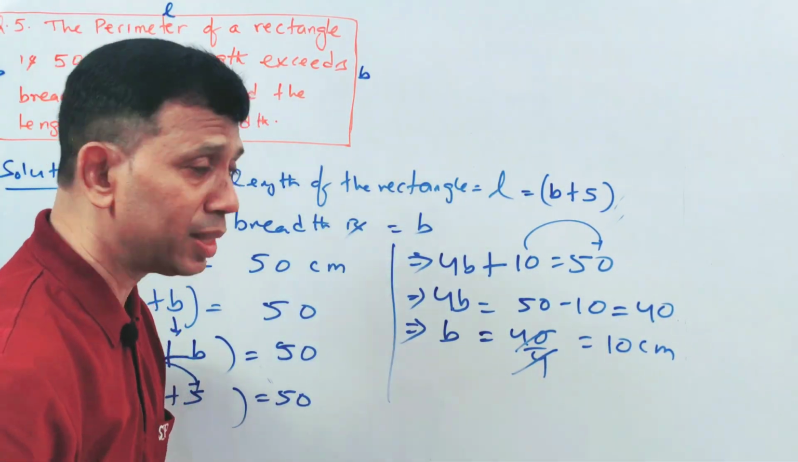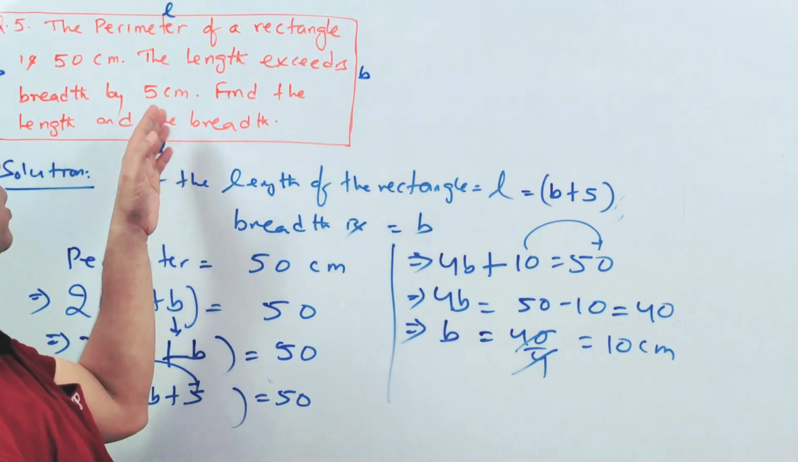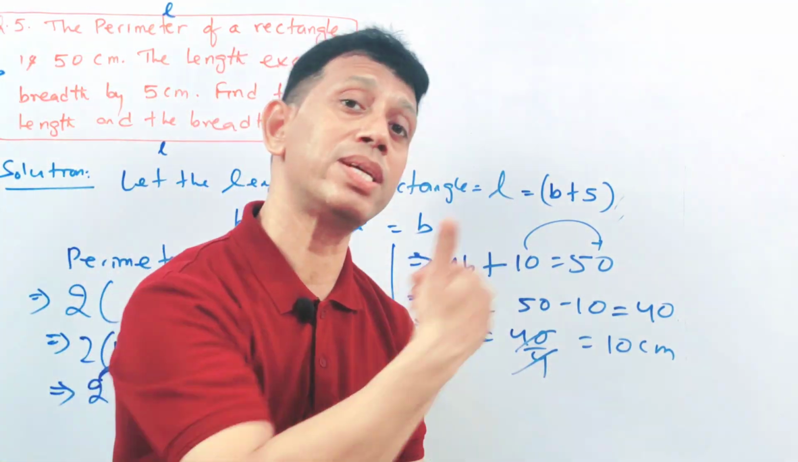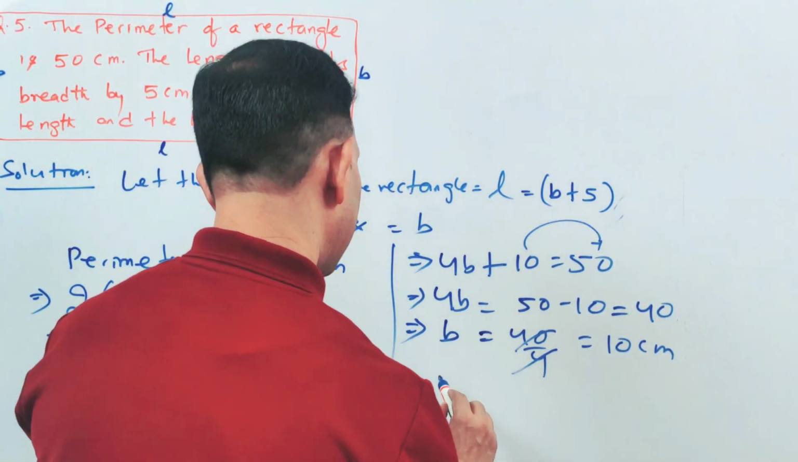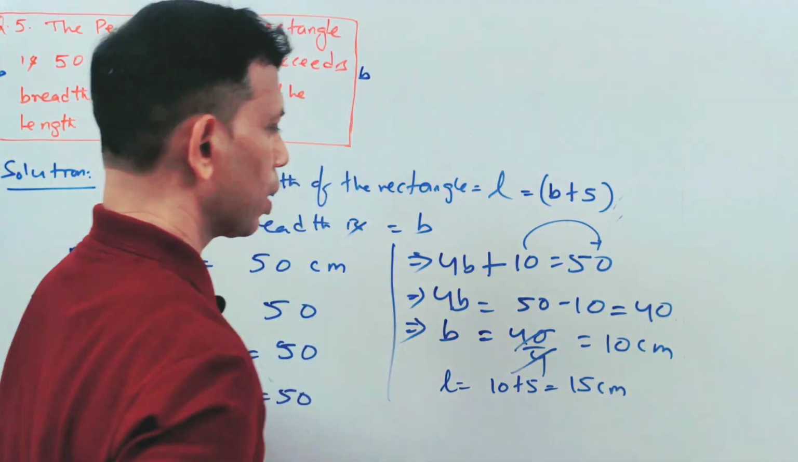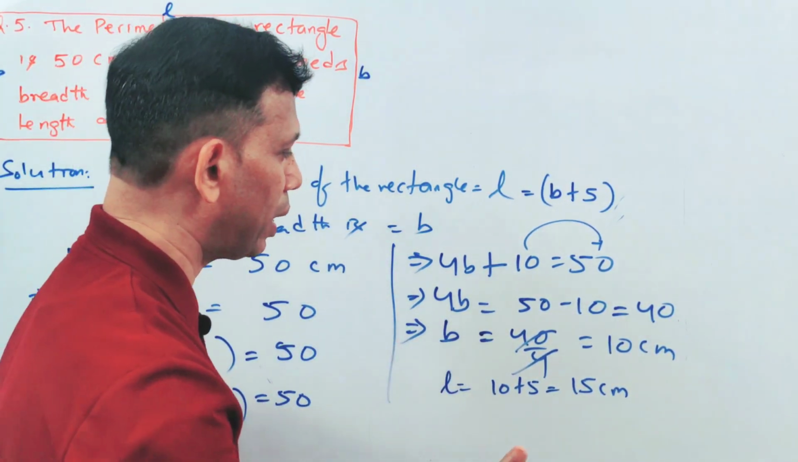If you got the breadth, then length is 5 centimeter more than the breadth. Already we have taken, because the length exceeds the breadth by 5 centimeter. So length is equal to 10 plus 5. So 15 centimeter, right? You got the answer, length and breadth.